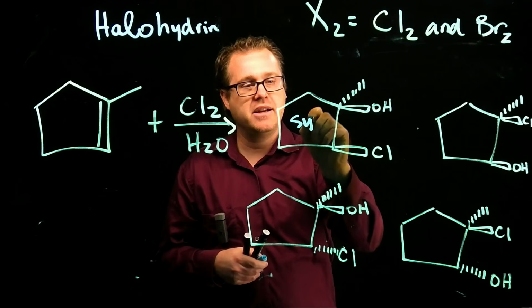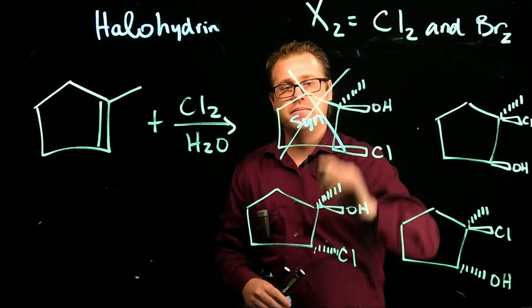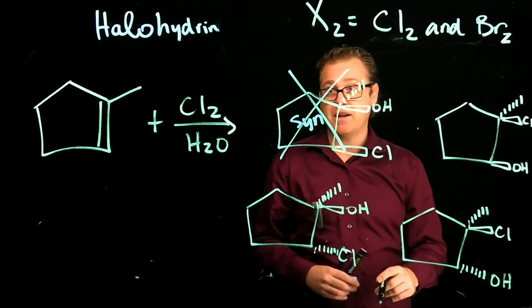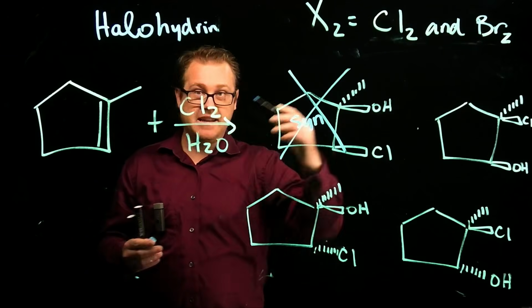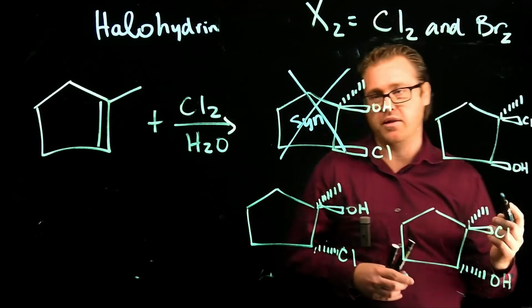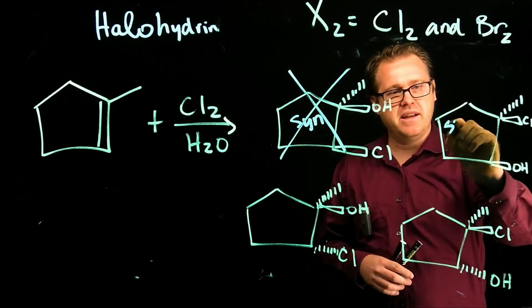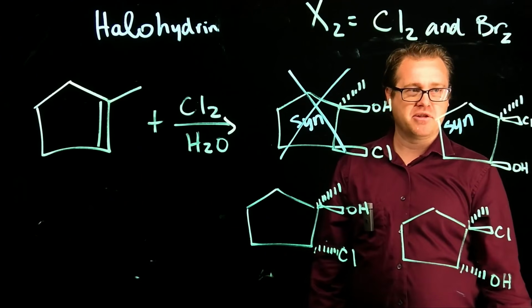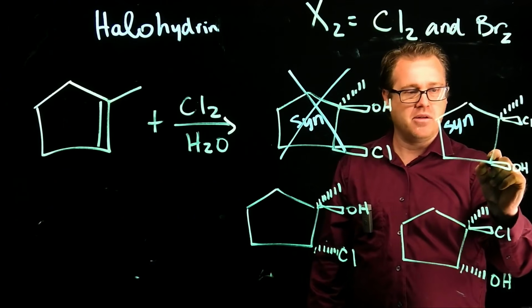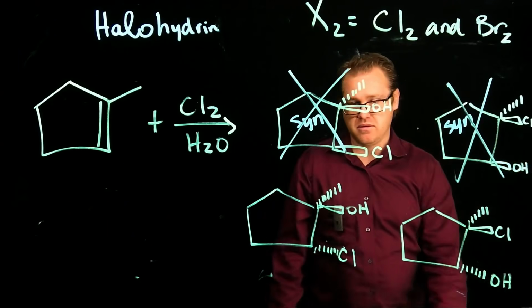That is syn addition because they're both wedges. That does not happen because we formed the chloronium ion, and so the attack has to be from underneath or on the opposite side. So what's wrong with this guy? We have syn addition because we see they're both wedges, and the regiochemistry is wrong. The alcohol doesn't go on that carbon. So that thing has two things wrong with it.